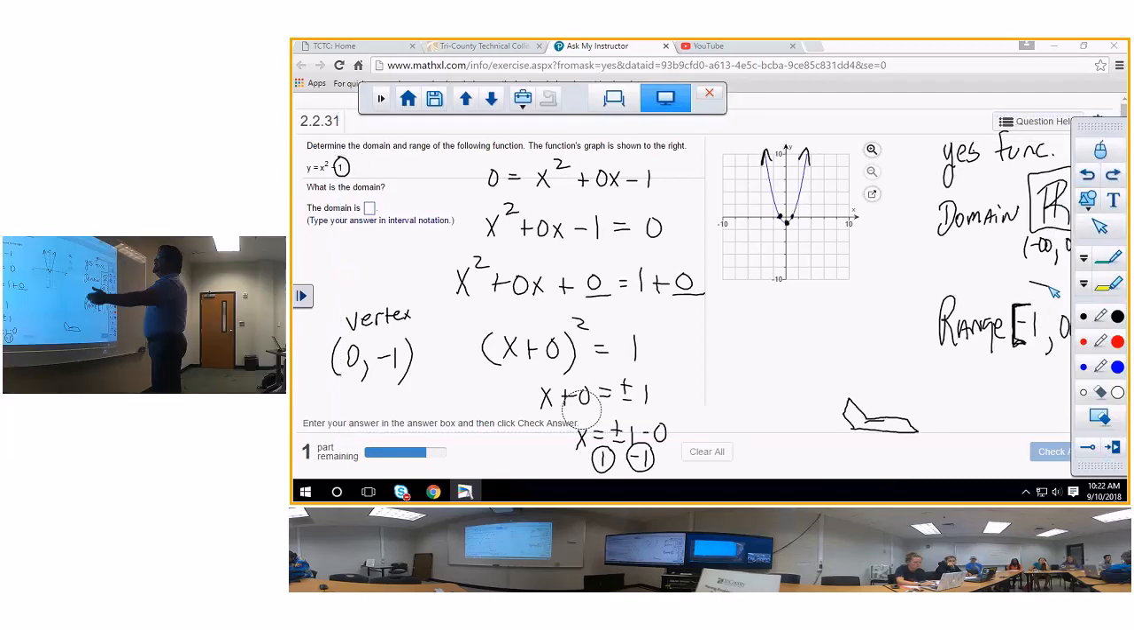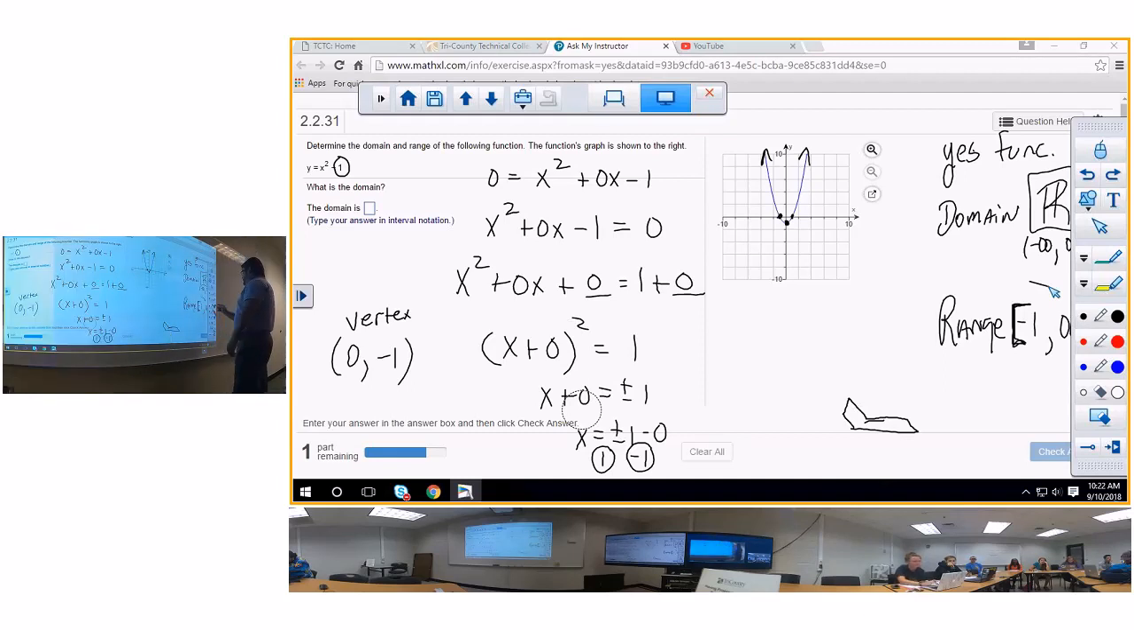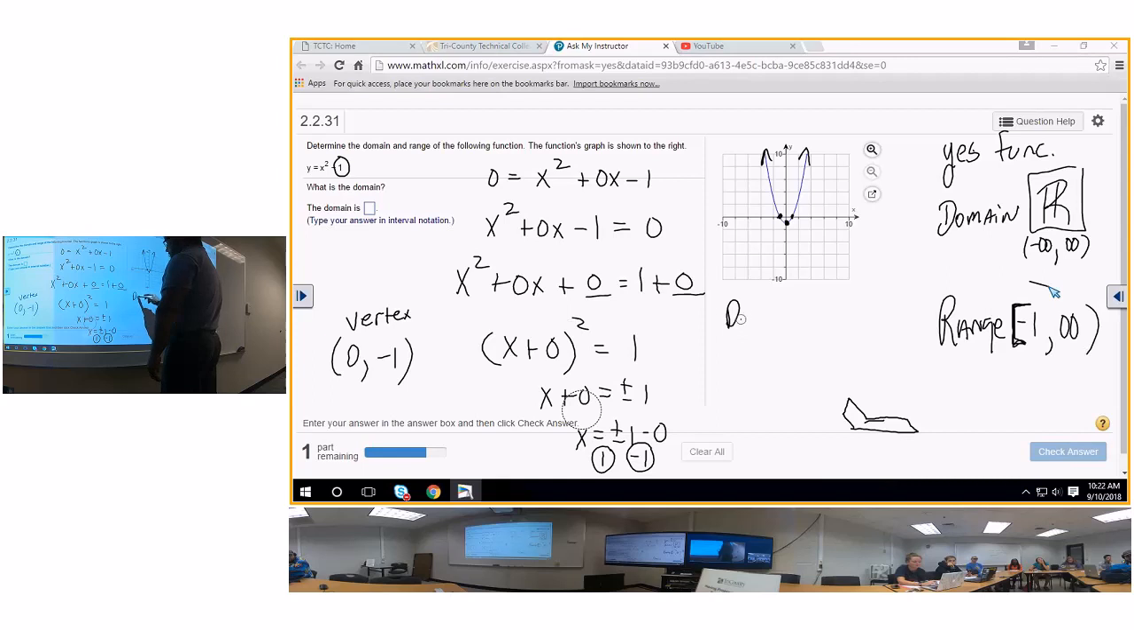So, negative infinity to what? To 0, what's it doing? I heard going down. How about decreasing? Decreasing from negative infinity to 0. And what's it doing from 0 to infinity? It's increasing. Increasing from 0 to infinity.